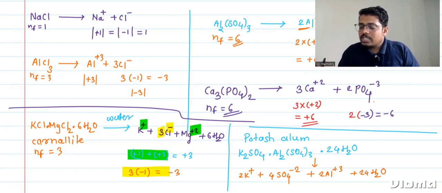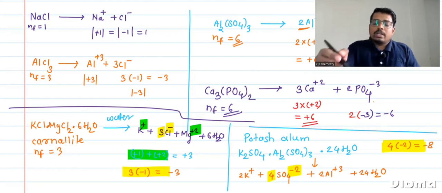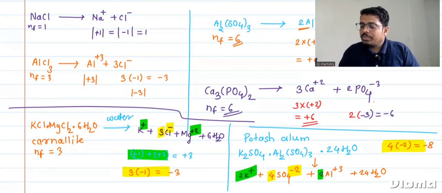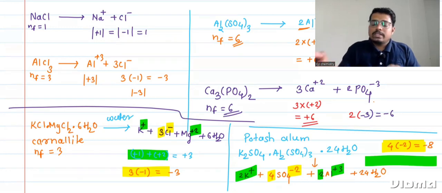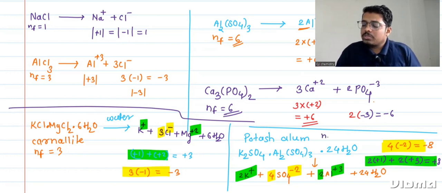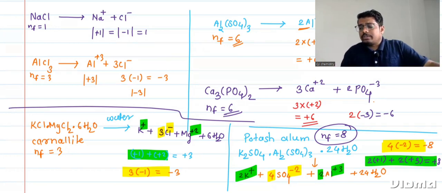So what is the charge on cation and anion here? Let us first find the charge on anion: 4 into -2, which is -8. And what about the cation charge? 2 into +1 plus 2 into +3, which is equal to +8. The magnitude is the same, +8 and -8. So the n factor of this potash alum is equal to 8. So here also, for equivalent weight calculations, we'll be using the same formula: molecular weight divided by n factor.